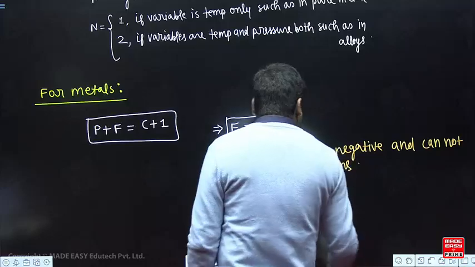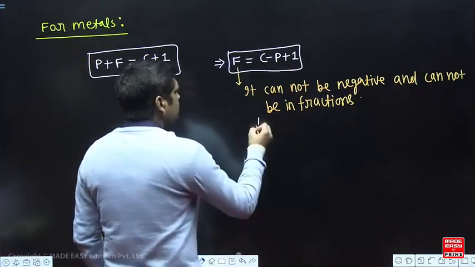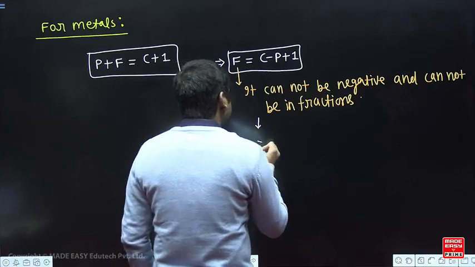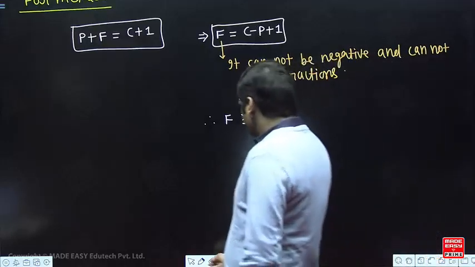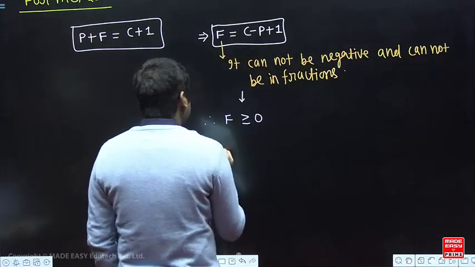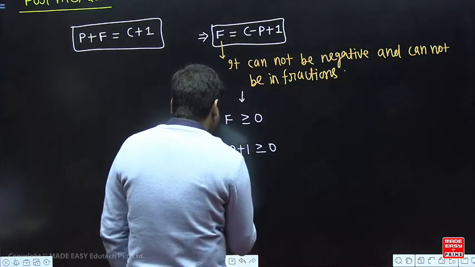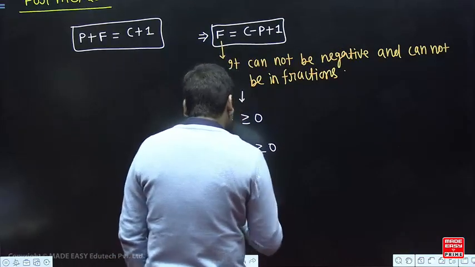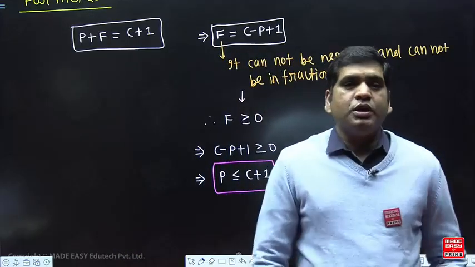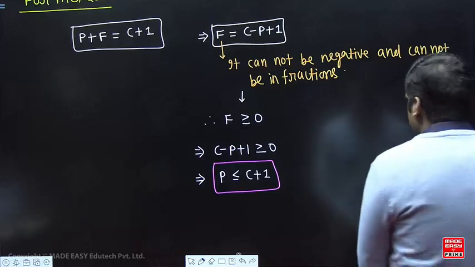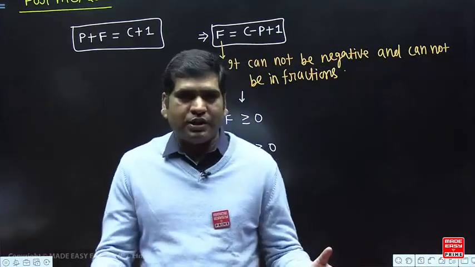So we can say that F must be greater than or equal to 0. A smaller value is not possible. So you can write F is C minus P plus 1 greater than or equal to 0. So P is at most C plus 1. For pure metal, the component is 1, only then it would be pure. So if it is pure metal, the C value is 1. It means it can have at max 2 phases. One phase is solid, the other is liquid.